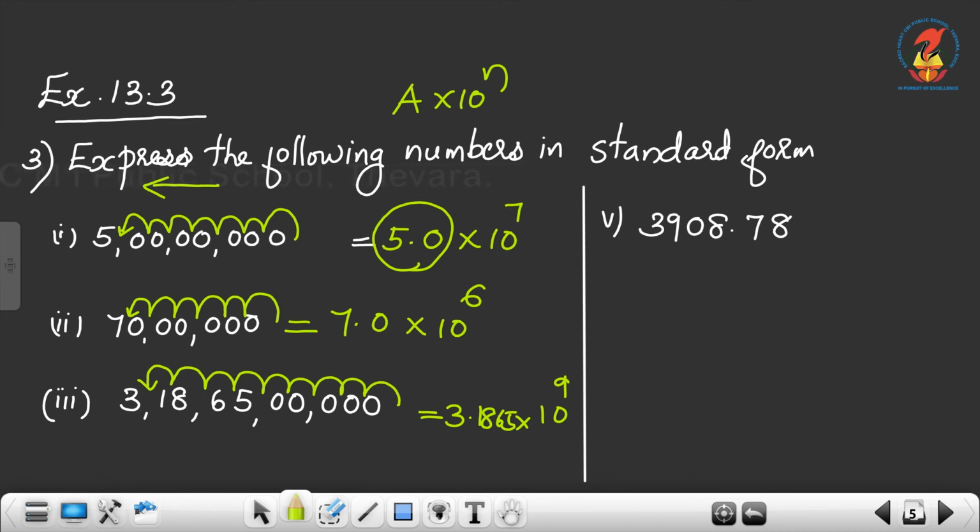Now here a decimal number is given. So we have to start moving from here 1, 2, 3. So it is equal to 3.90878 into 10 raised to the power 3.